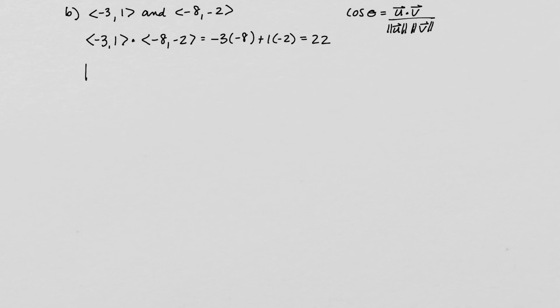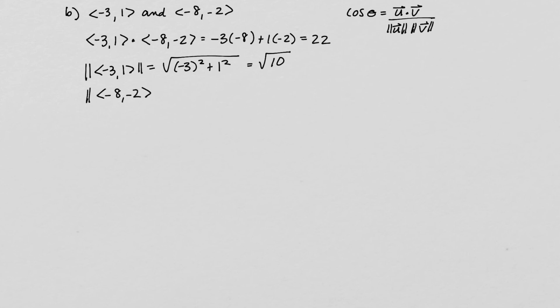If we find the length of -3, 1, that's going to be the square root of -3 squared plus 1 squared. So that's going to be, way too long. Square root of 9 plus 1 is 10. If we find the length of -8, -2, it's going to be the square root of -8 squared plus -2 squared, which is going to be the square root of 64 plus 4, so 68.